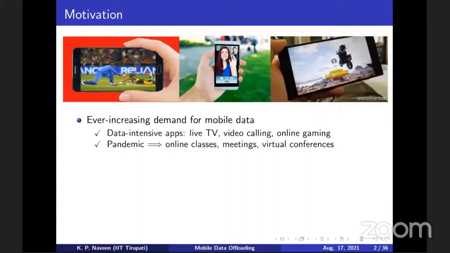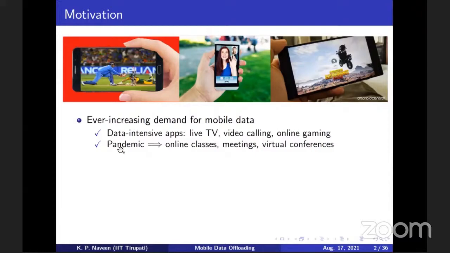I'll start with a brief introduction to motivate the particular setting that we are interested in. Over a few years, everyone would agree that we have been witnessing an ever-increasing demand for mobile data. And it's primarily due to several data-intensive applications, right? Live TV. And these days, the majority of calls are over video. And also online gaming is becoming very popular, right?